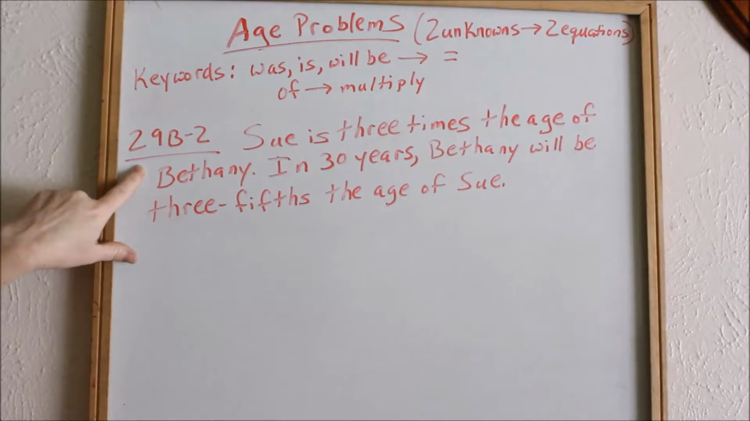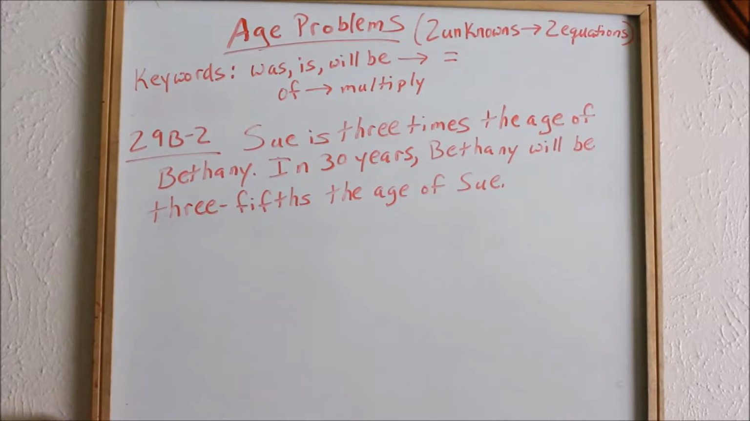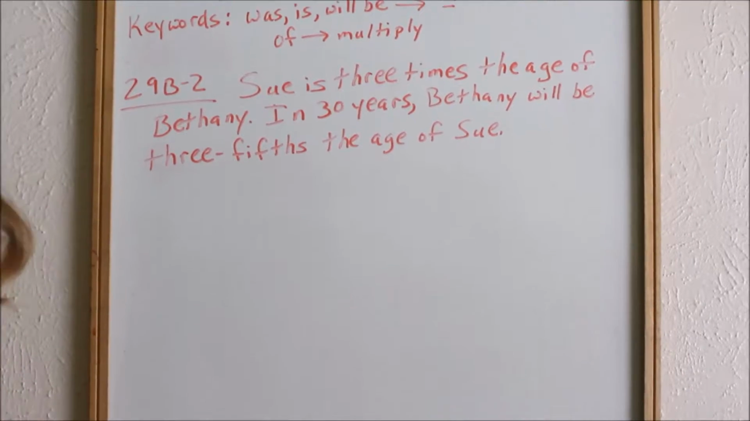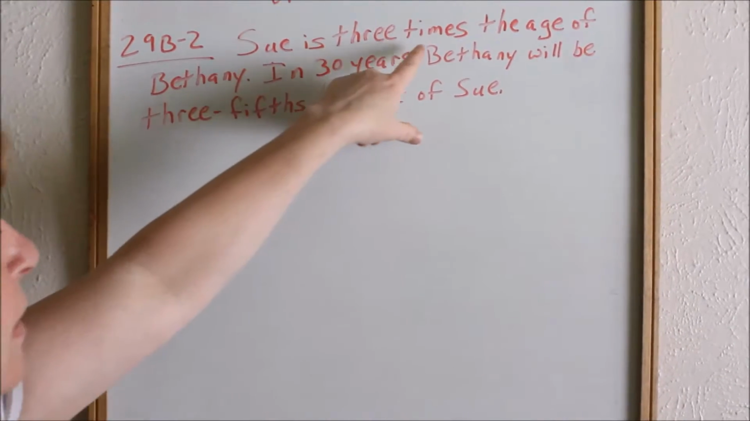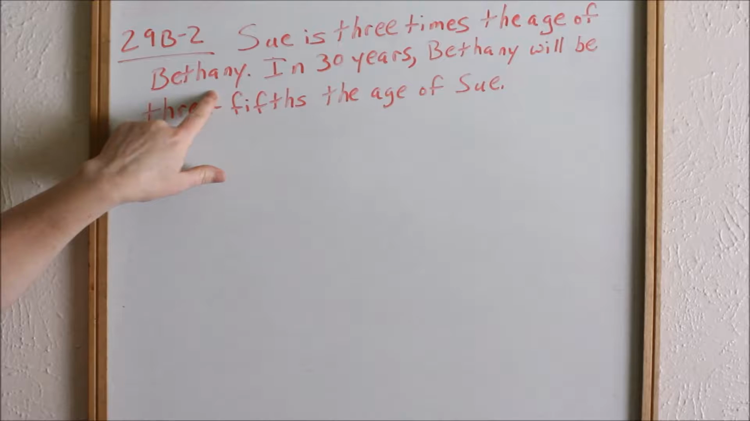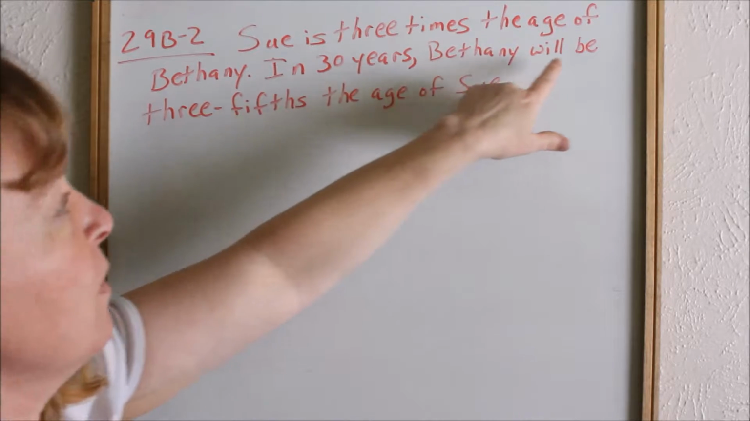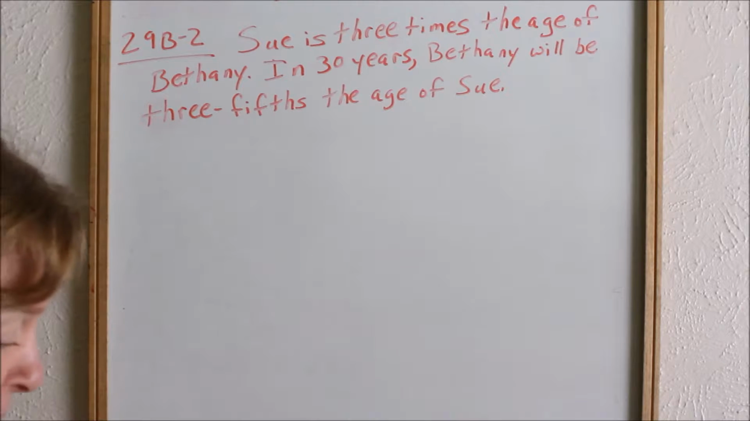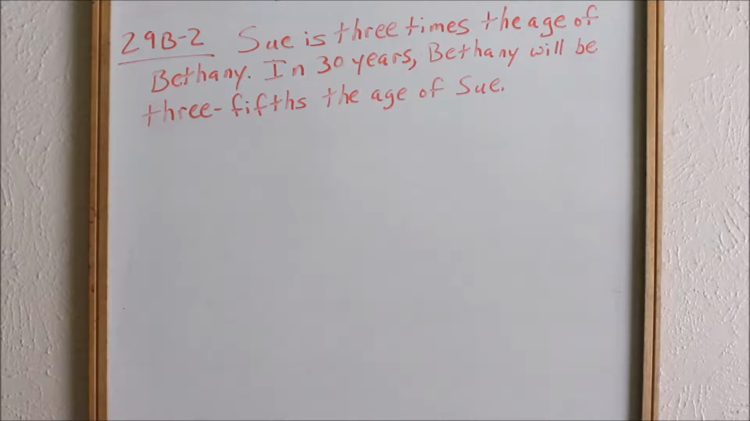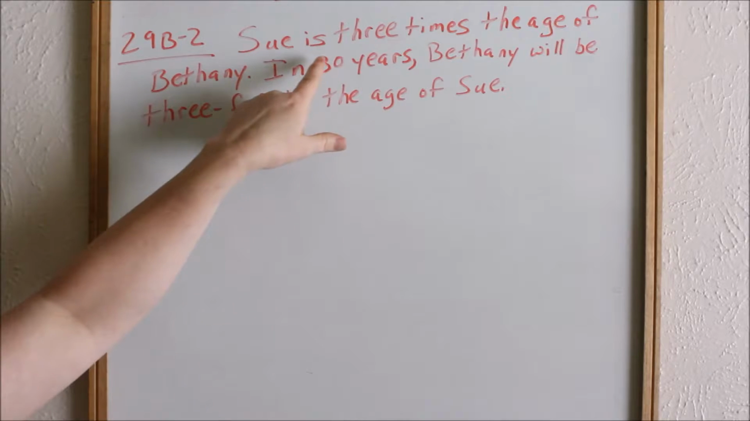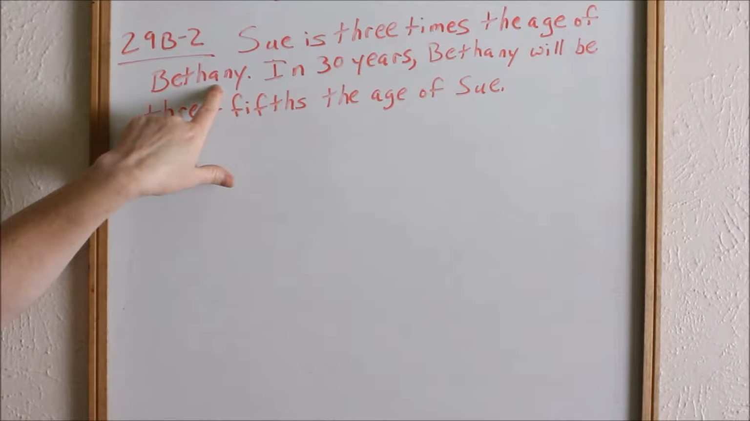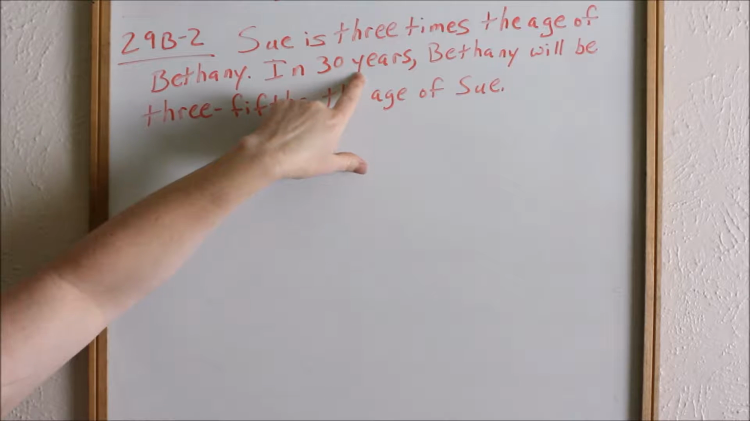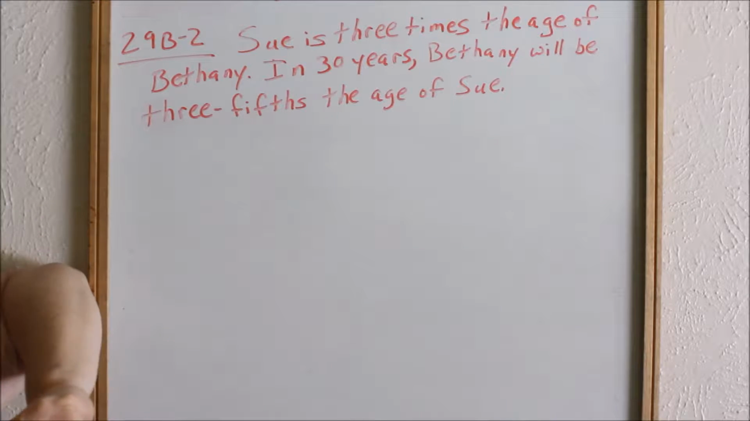Let's look at 29b2. So it's a matter of turning these words into an equation. So we have Sue is 3 times the age of Bethany. In 30 years, Bethany will be 3/5 the age of Sue. In all these problems, you're going to be dealing with ages at the present time. Sue is 3 times the age of Bethany. That's the present time right now. In 30 years, that's the future. Some of these problems will also have in the past.